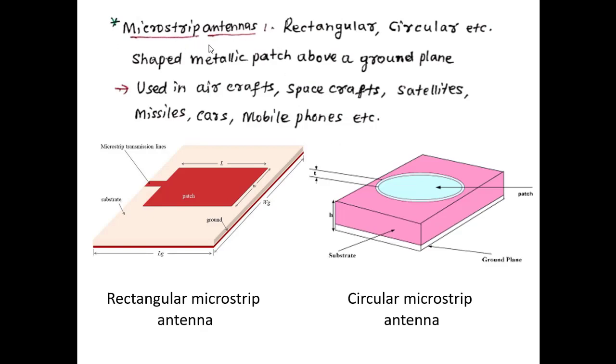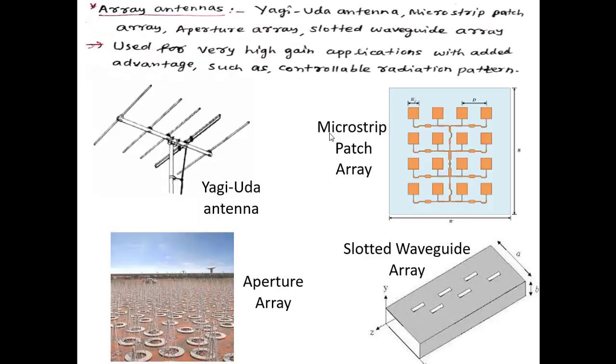So next, nowadays microstrip antennas are used. They are either rectangular type or circular type. They are shaped metallic patch above a ground plane. Used in aircrafts, spacecrafts, satellites, missiles, cars, mobile phones, etc.